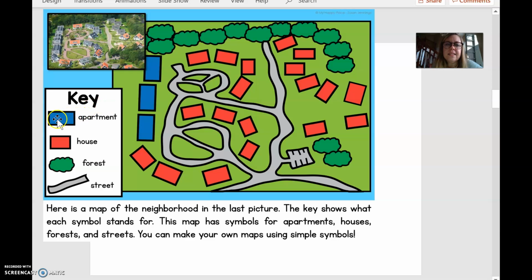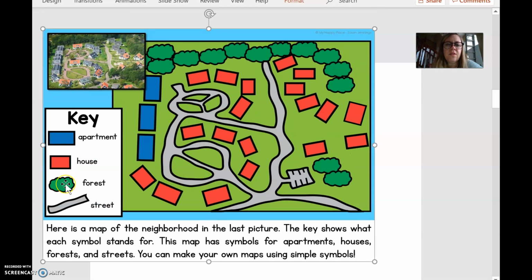So from the sky, there are 3 apartments on this map, and we can see in real life in the photo, there are those apartments. And we have houses represented with these red rectangles, the forest represented with the green bushy shapes, and the street, the gray squiggly lines.